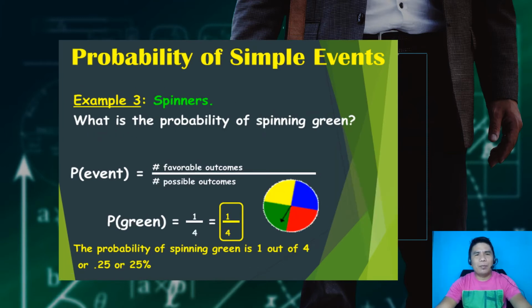Let us take this example number 3. What is the probability of spinning green in that spinner that you see there in the monitor? Using our formula and looking at the figure, there is only one green color, and there are 4 possible outcomes in that spinning wheel. So you have 1 over 4, meaning 1/4. The probability of spinning green is 1 out of 4 or 0.25 or 25%.